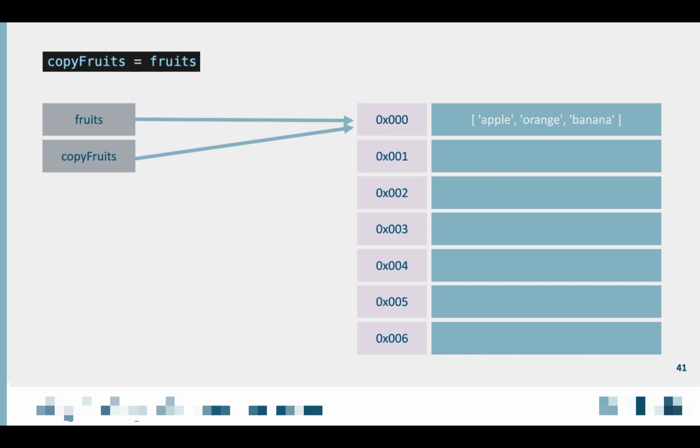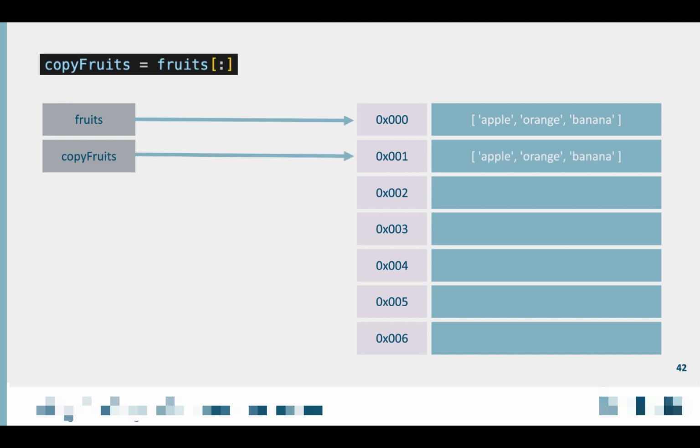Now let's look at the true copy, the one that really works, using the bracket notation. When I use slicing, which is what this process is called, using the brackets and the colon, it creates a new location in memory and stores the values from fruits into that new location. So now we have two variables, fruits and copy fruits, and they no longer point to the same location. They now point to distinctly different locations in memory. So you can change one without needing to change the other. And that's the idea I want you to get a hold of.